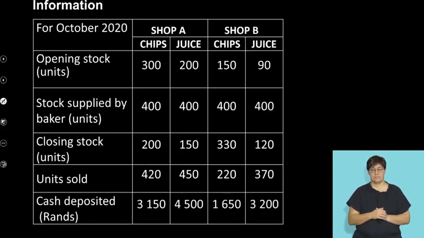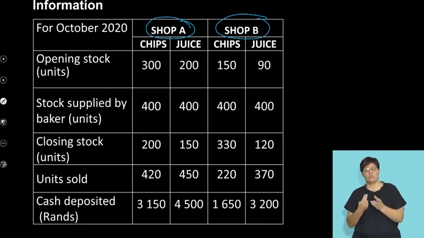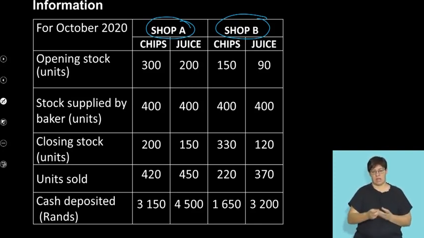There's our information. This is shop A and this is shop B. So there's our opening stock in units. There's our stock supplied by Baker. There's your closing stock. There's your units unsold. And there's your cash deposited in rands.